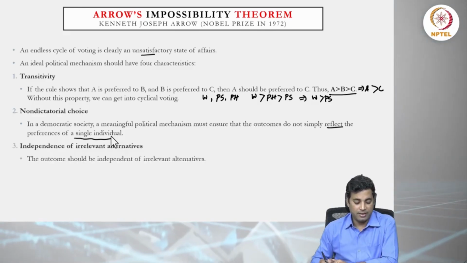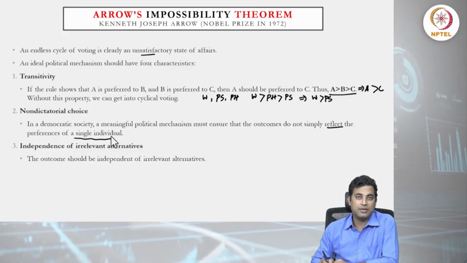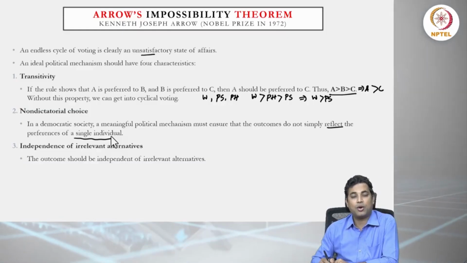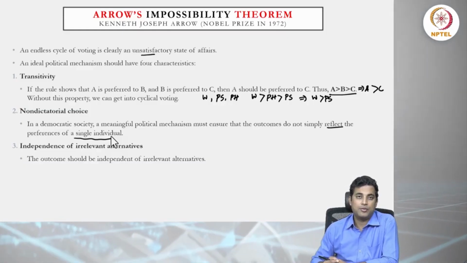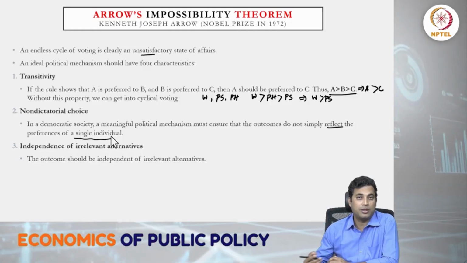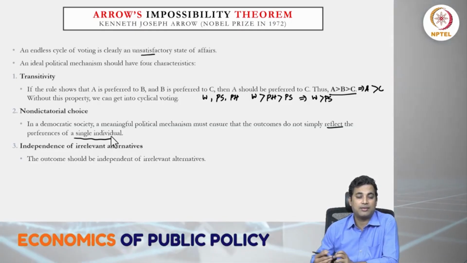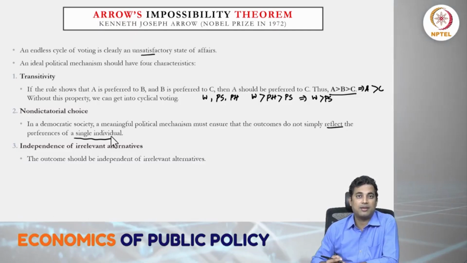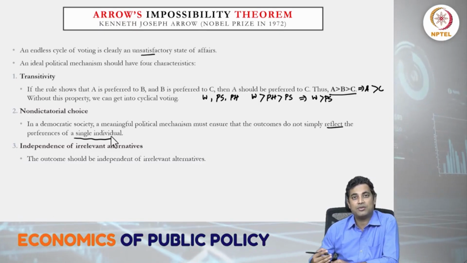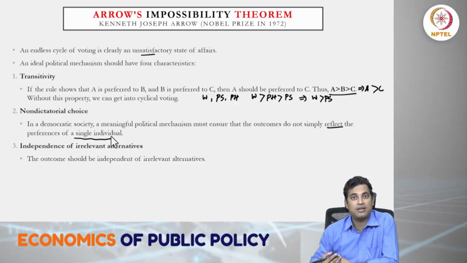The third point is the independence of irrelevant alternatives. For instance, the outcome should be independent of irrelevant alternatives. The alternative could be anything. So if clean water and beautification of the villages are two of the choices in the basket, then definitely water is more essential than beautification of the village.